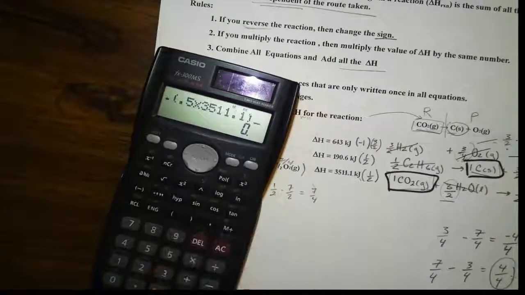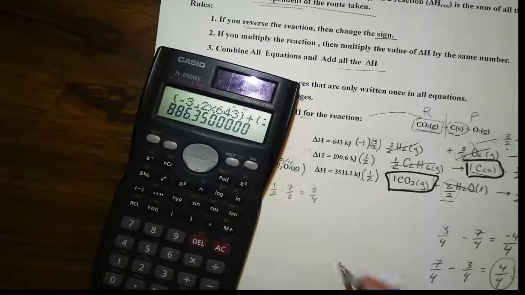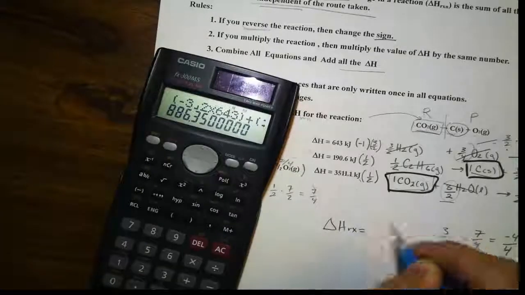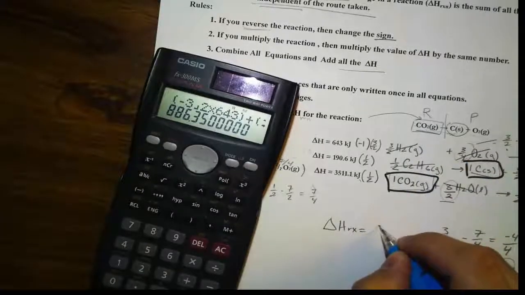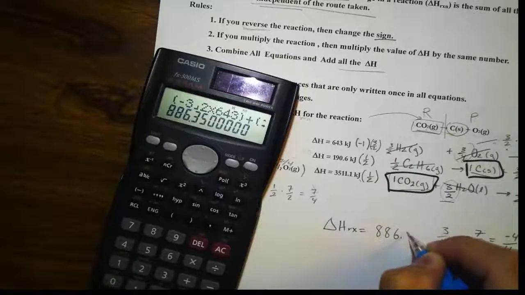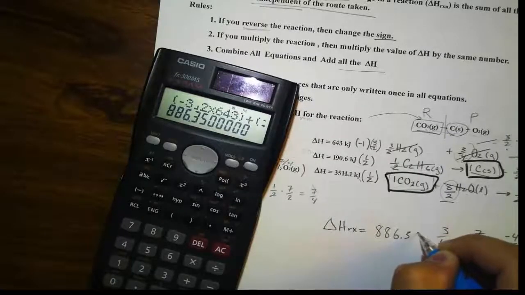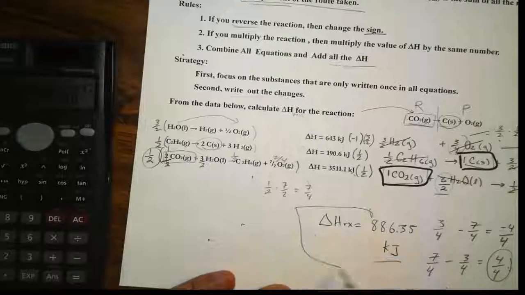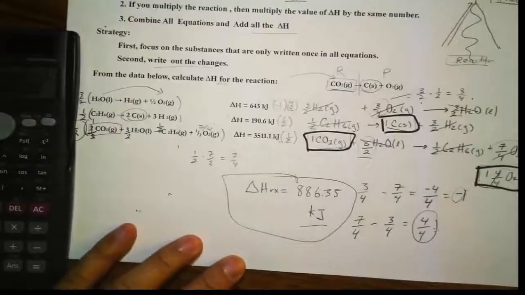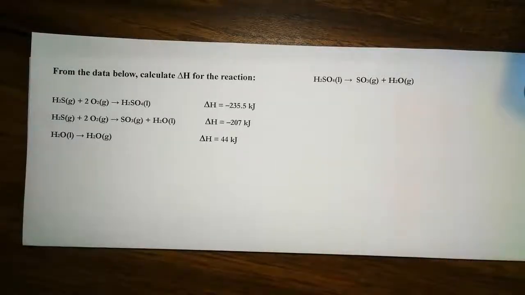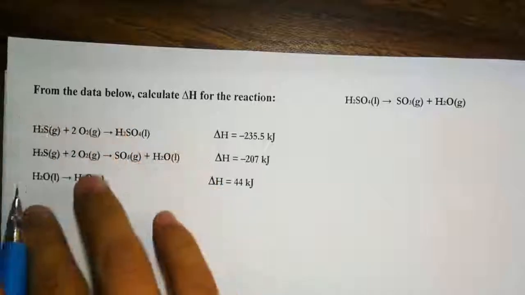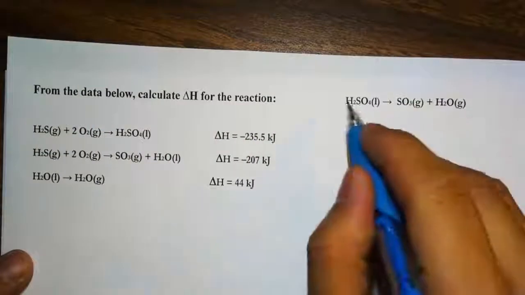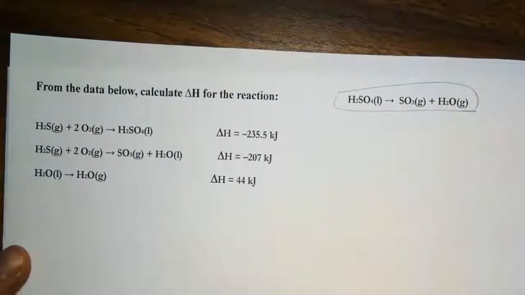3511.1, okay? And that gives us our answer of delta H reaction for this right here, equal to 866.35. And the unit is kilojoule. And that's our answer right there. Isn't that crazy? Whew. Now let's try another problem. Again, using the data from these 3 reactions to determine the delta H of reaction for this overall reaction right here. Okay, so keep that in mind.